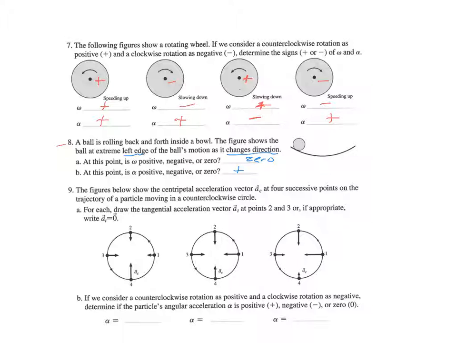Down here at 9, they're showing our acceleration vectors as it rotates this way. My acceleration vector seems to be getting larger, so it's speeding up. My acceleration vectors, as it goes this way, are staying all the same size, so it's 0. And my acceleration vectors, as it goes this way, are getting smaller, so it's slowing down, which is negative. That was easy.